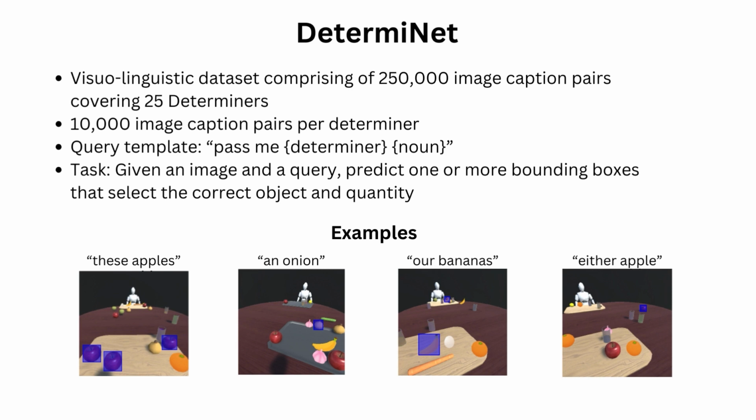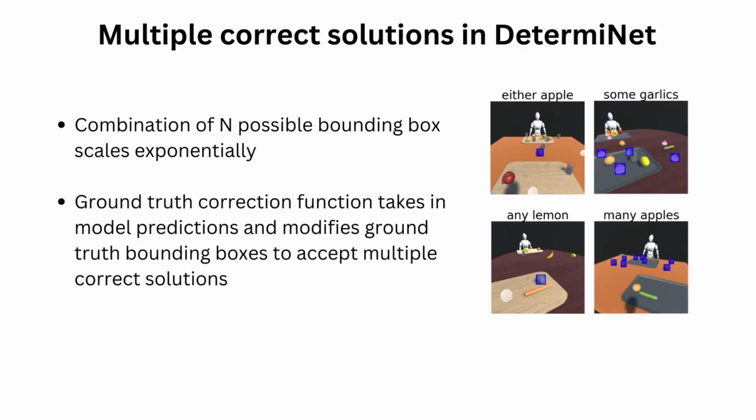To bridge the foundational gap in existing visual language models, we have created DetermiNet as the main contribution of our paper. DetermiNet is a visual linguistic dataset comprising 250,000 image caption pairs covering 25 determiners. Each caption query is structured as a pass-me determiner noun format. Given an image and query, we predict one or more bounding boxes that select the correct objects and quantities. For example, the caption "These apples" indicates selecting apples that are closer in proximity and that more than one apple is selected.